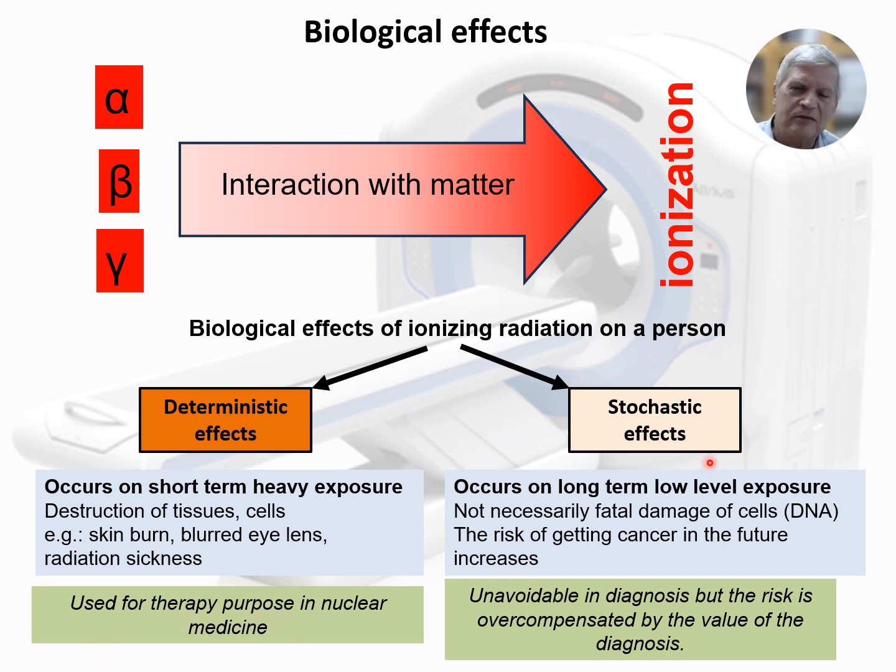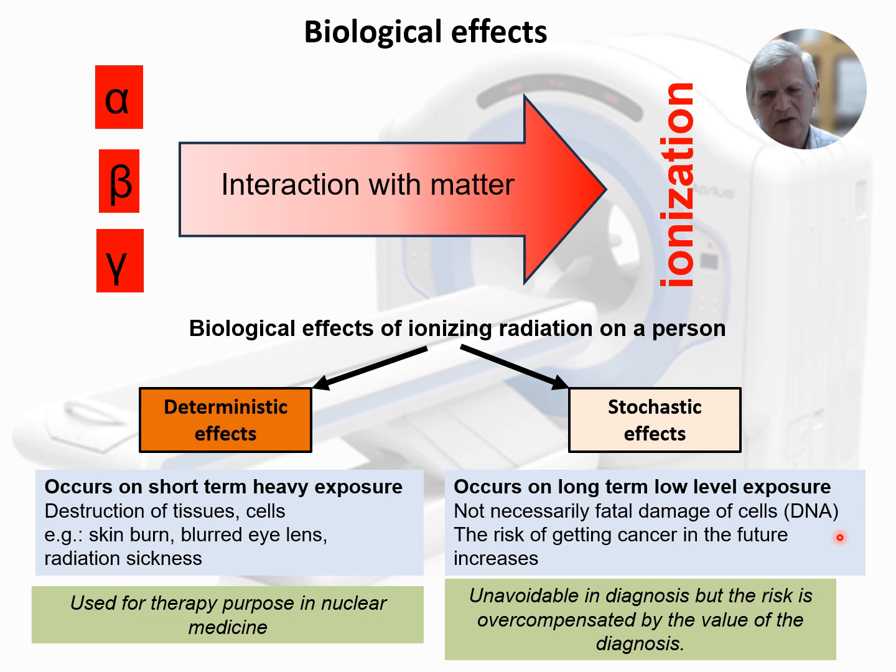The other, which is more interesting, is the stochastic effect. Whatever you do, even if you are just exposed to the natural background radiation, you have stochastic effect. It means that you will have a little increase in the risk of getting cancer. So this occurs on long-term low-level exposure typically, and not necessarily a fatal damage of cells, DNA. Just because this is not a fatal damage, a cell is not totally destroyed.